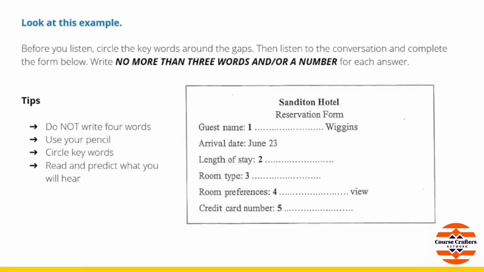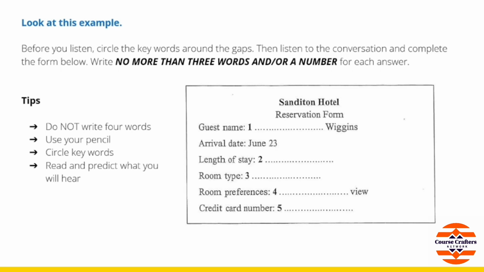And now we're going to review how to complete a table in the Section 1. Remember, before you listen, you need to circle the keywords around the gaps, and then you need to listen to the conversation and complete the form below. In the IELTS exam, you'll be asked to write no more than 3 words and or a number for each answer. So this is your task, to read carefully and identify how many words you are allowed to write down.